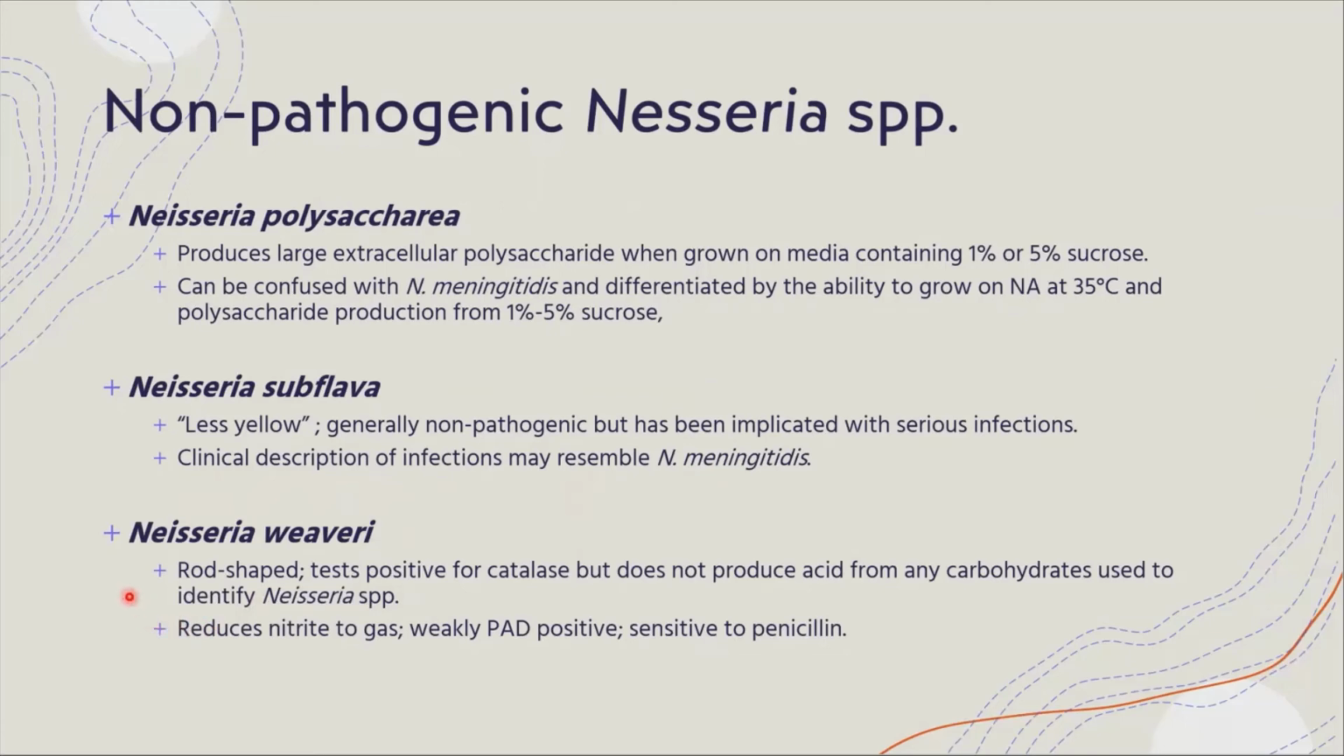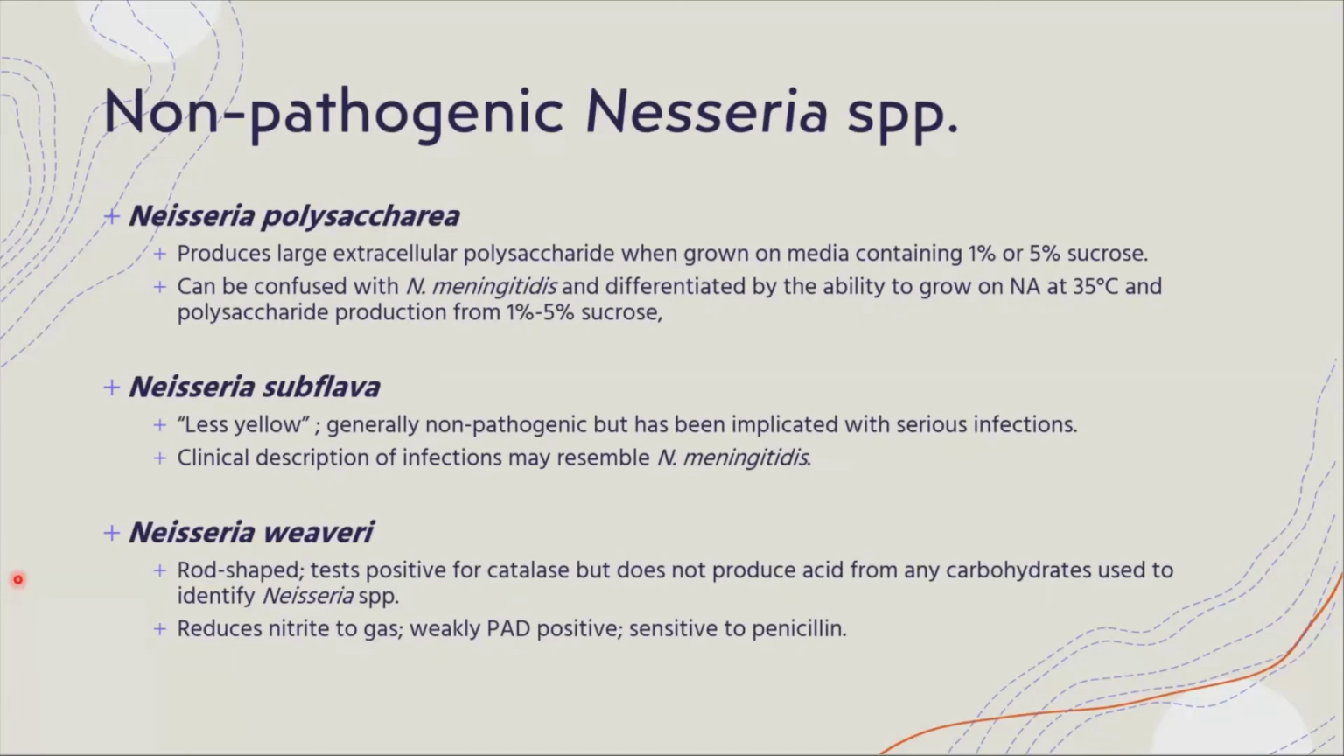And then lastly, we have the Neisseria weaveri. It's also a rod-shaped Neisseria species that tests positive for catalase but does not produce any acid from the carbohydrates used to identify your Neisseria species. So it's also a saccharolytic. It reduces nitrite to gas. It's weakly phenylalanine deaminase positive and is sensitive to penicillin.